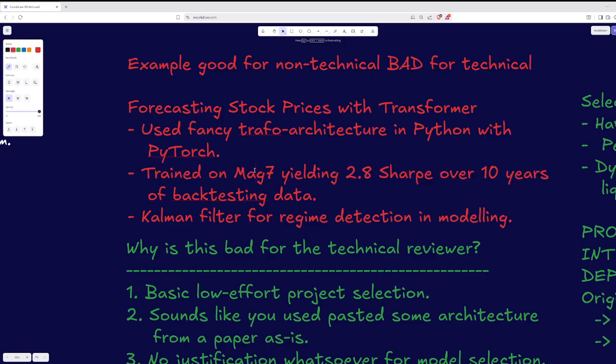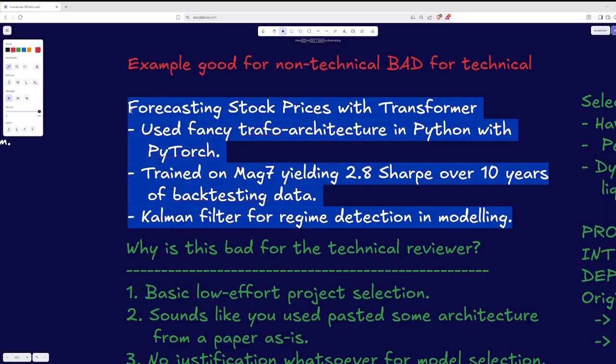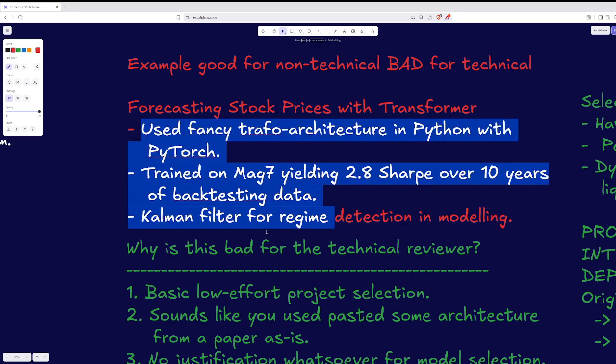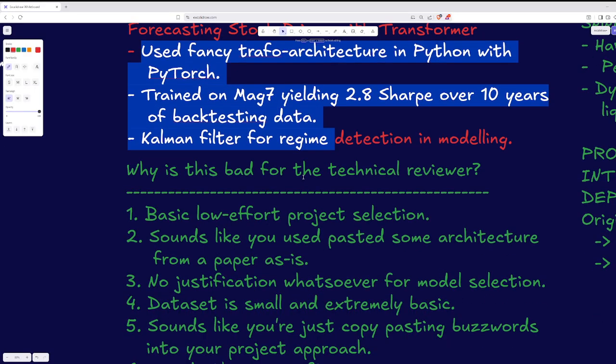You trained on the Mag7, you got this big Sharpe ratio over 10 years of backtesting data, and you use some filtering approach for regime detection. I think to a non-technical person, this sounds very appealing. It sounds like you have the good metrics in there, you have the buzzwords, and it's a multifaceted project. But why is this bad for the technical reviewer?